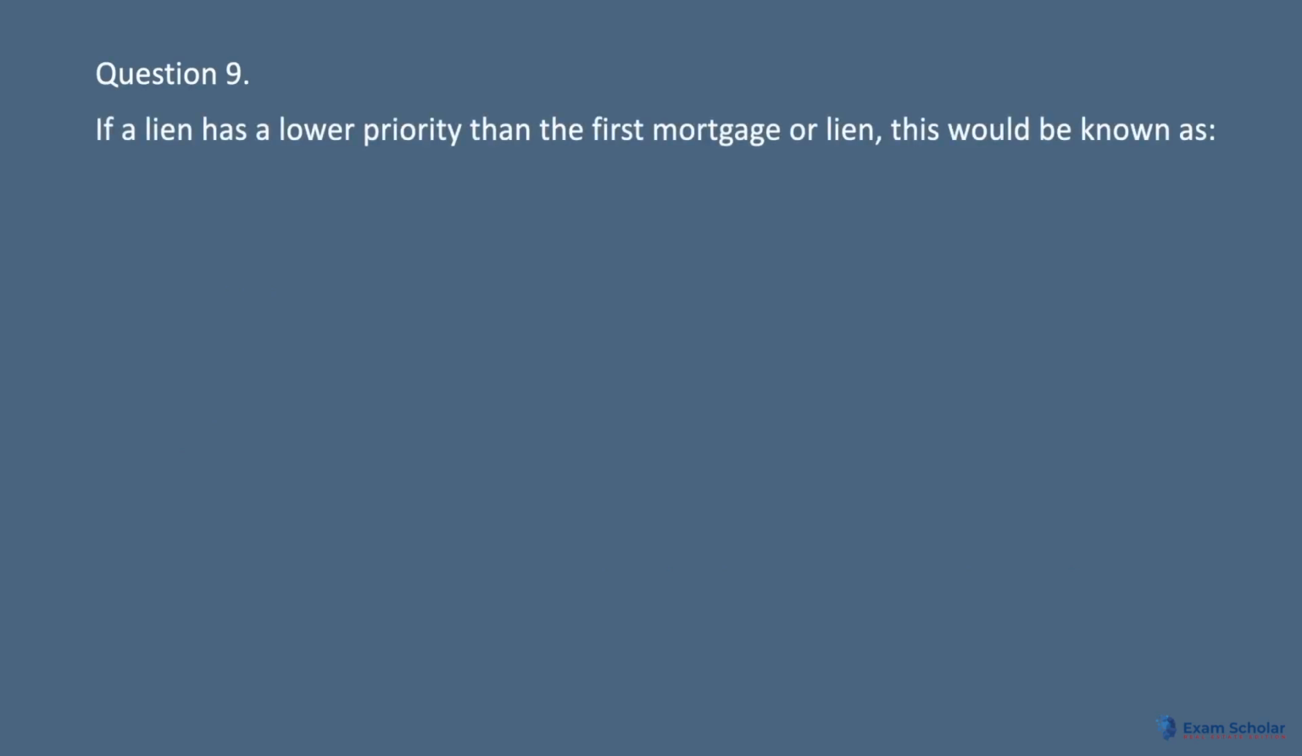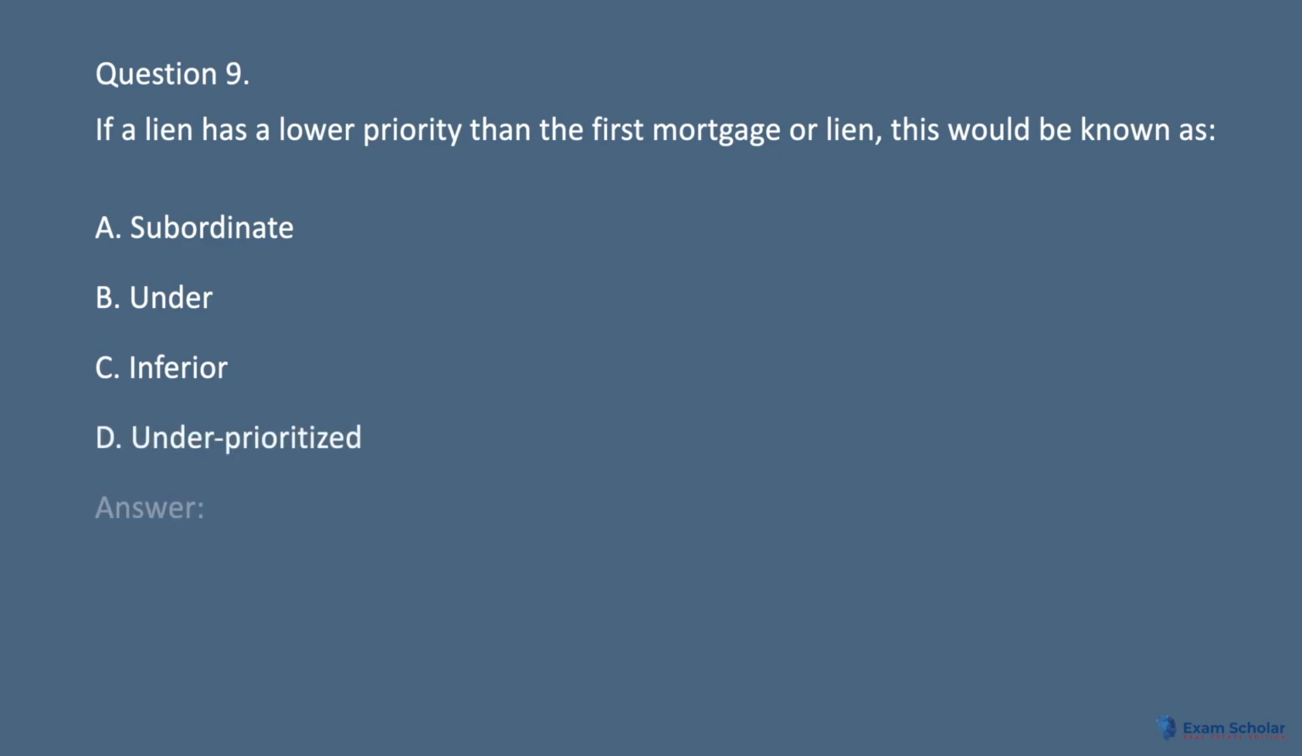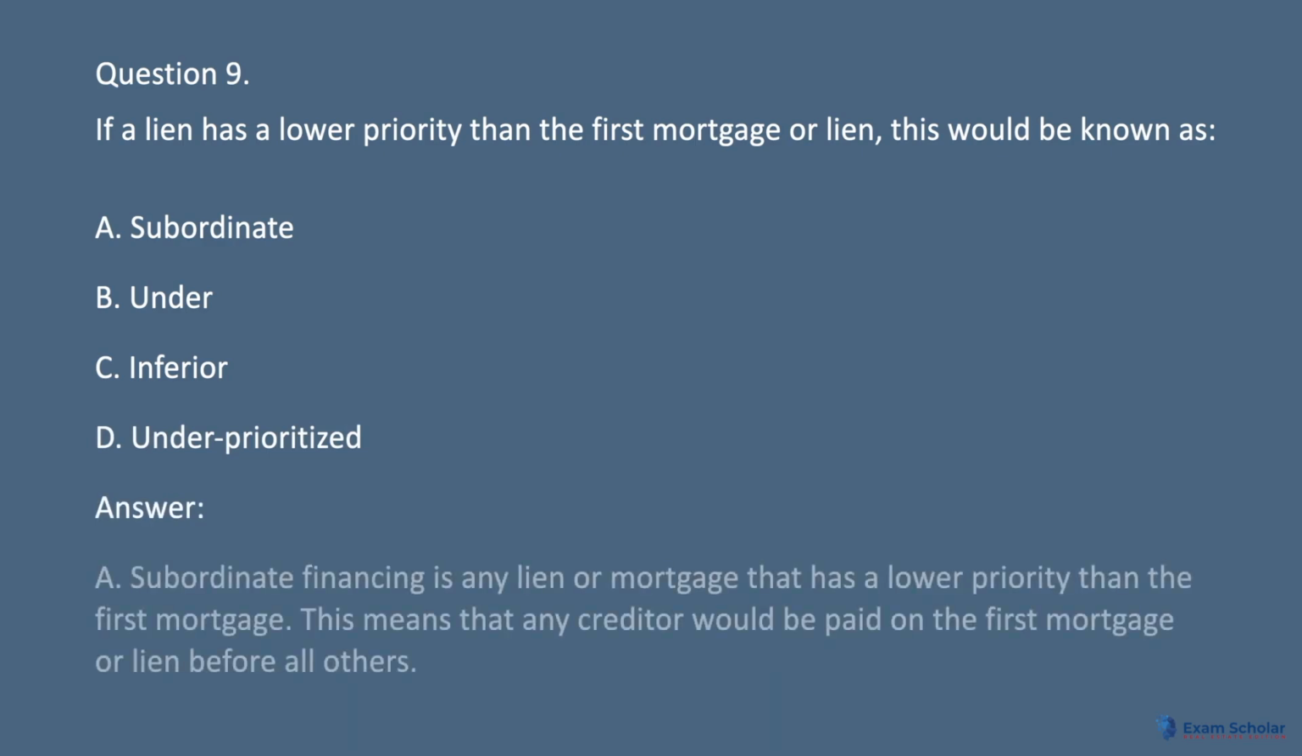Question 9. If a lien has a lower priority than the first mortgage or lien, this would be known as A. Subordinate. B. Under. C. Inferior. D. Under-prioritized. Answer. A. Subordinate financing is any lien or mortgage that has a lower priority than the first mortgage. This means that any creditor would be paid on the first mortgage or lien before all others.